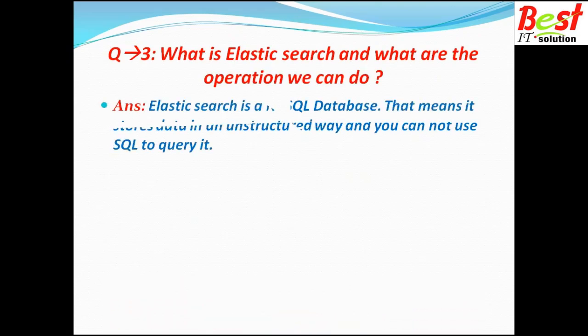So our next question is, what is Elasticsearch and what are the operations we can do in Elasticsearch? Okay, so Elasticsearch, generally, we can say it is a NoSQL database, like a document database. That means it stores data in an unstructured way and you cannot use SQL to query it. We cannot use SQL query to fetch particular data like in an RDBMS.